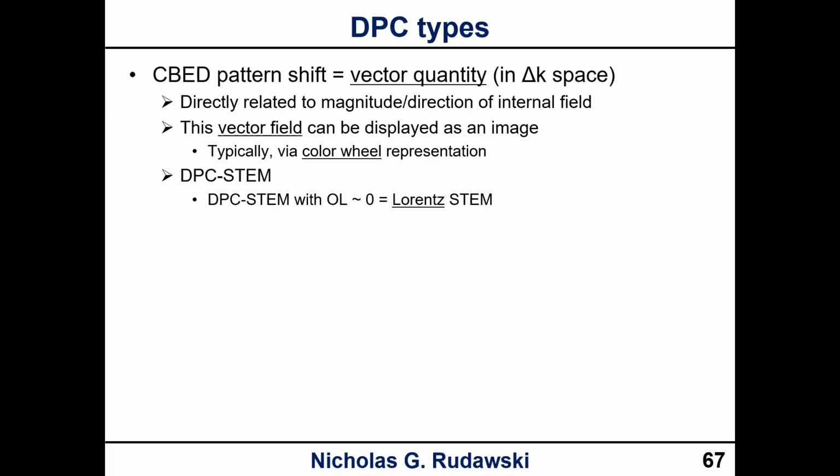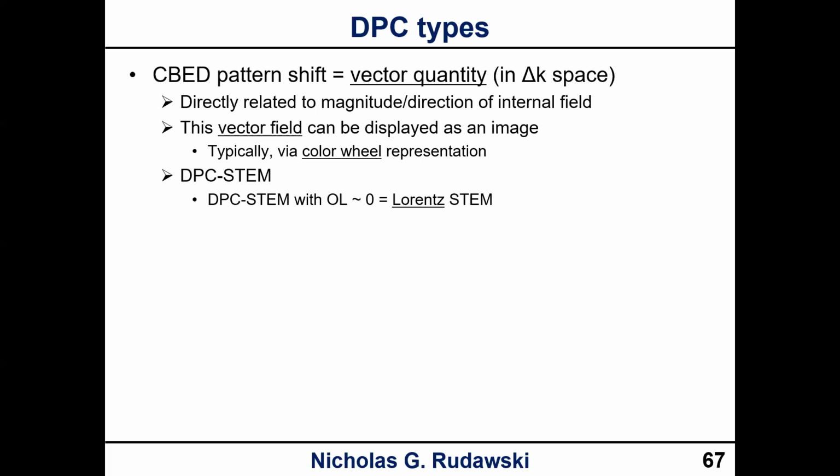So what are the types of DPC? If there's a shift in the CBED pattern, that is a vector quantity in delta K space, which is directly related to the magnitude and the direction of the internal field. This vector field can be displayed as an image, and we typically do this using what's called a color wheel. The other way you can do it is as a vector field where literally every pixel has a vector in it, and that gets a little congested. So typically we use a color wheel, which I'm going to explain in a little bit.